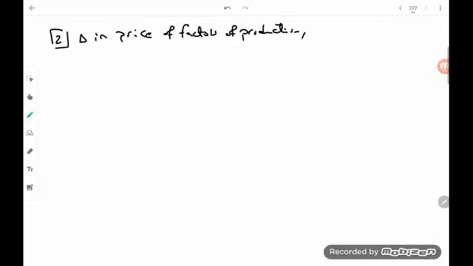Factor number 2, a change in prices of factors of production, or in other words, a change in cost of production.